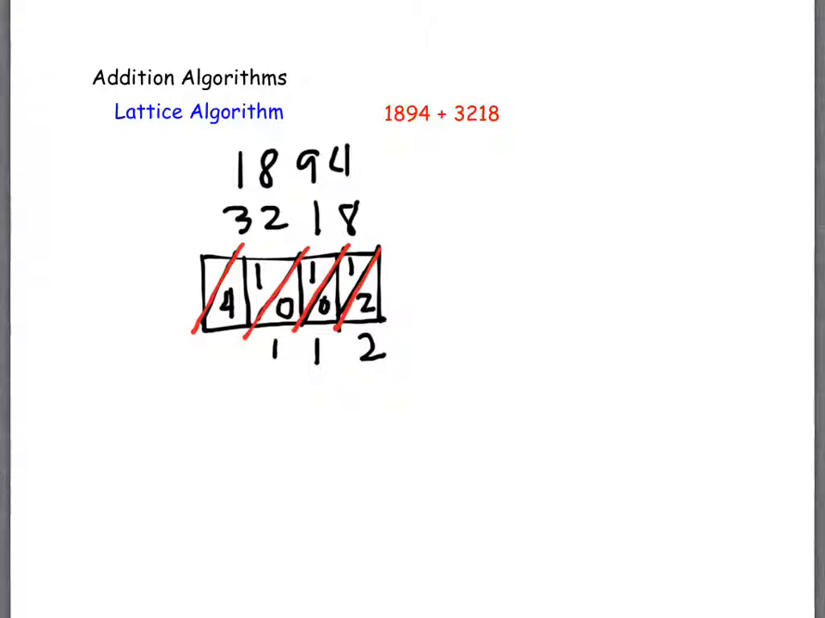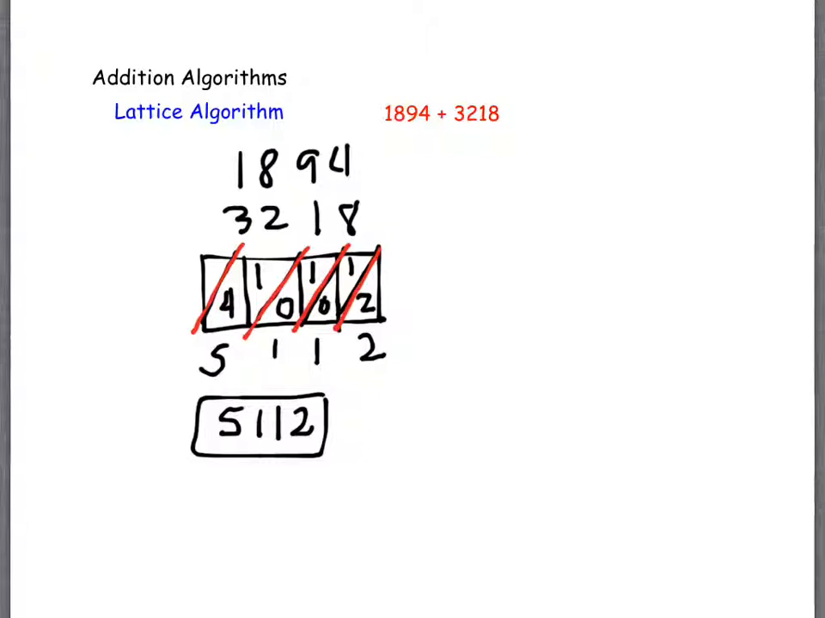Third diagonal over, 1 on the top right, 4 on the bottom left, and 1 and 4 is 5. So the answer is 5,112. So you add along the diagonals.